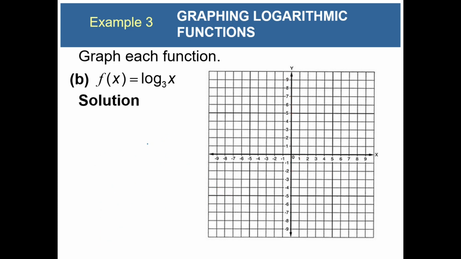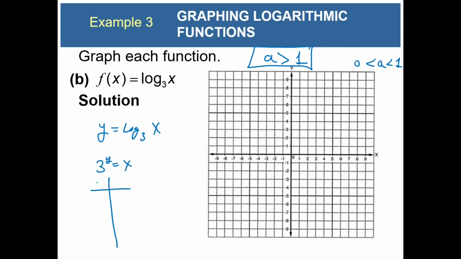B, let's graph f of x equals log base 3 of x. So we're going to use the same idea. We'll replace f of x with y equals log base 3 of x. In this case, the base is a number larger than 1. The base is greater than 1, so we expect our function should increase rather than decrease. If a is between 0 and 1, then we know it's going to decrease. But in our case, a is greater than 1, so it should increase. We can rewrite this as 3 to the y equals x.